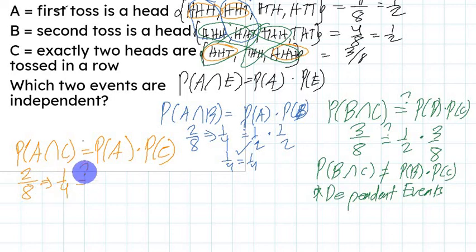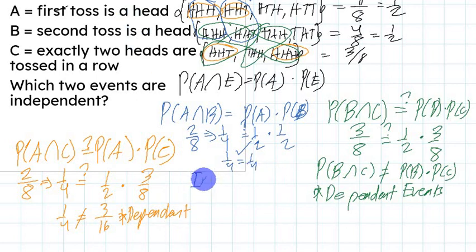Will it be equal to the probability of A, which is 1/2, times the probability of C, which is 3/8? And it's obvious that 1/4 is not equal to 3/16. Which means events A and C are also dependent. Because if exactly 2 heads are tossed, it affects the probability of whether the first toss is or is not a head. Hence, events A and C are also dependent, while it's only events A and B that are independent events.